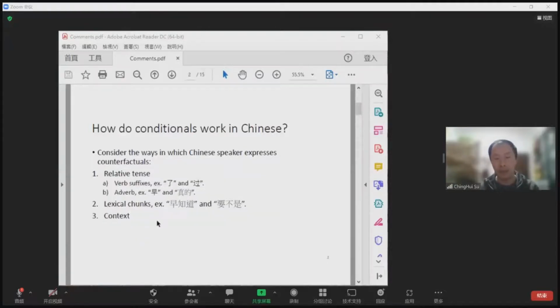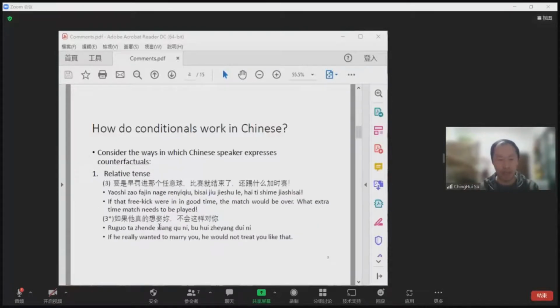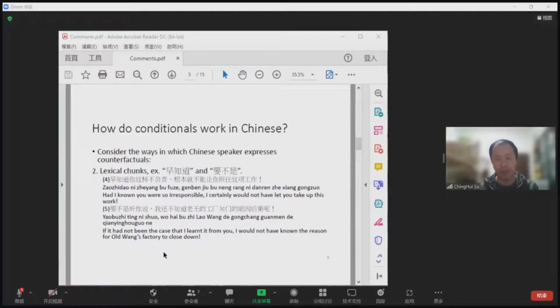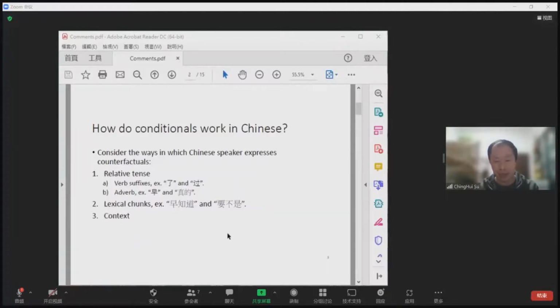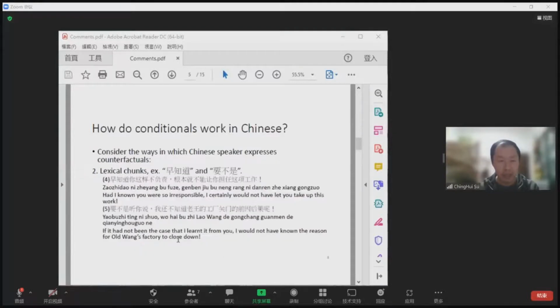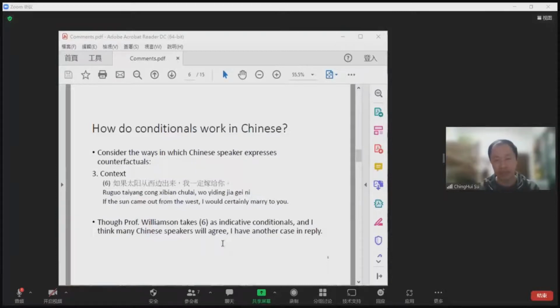Another way to express counterfactuality in Mandarin is to use lexical chunks like 早知道 and 要不是. They directly encode counterfactuality, as you can see in examples 4 and 5. 早知道你这样不负责，根本就不能让你担任这项工作。要不是听你说，我还不知道老王的工厂关门的前因后果呢。In addition to the above two types of counterfactuality-generating ways, a special type of marker-free counterfactual can be found in Mandarin. 6. 如果太阳从西边出来，我一定嫁给你。The impossibility of the antecedent makes it a counterfactual.